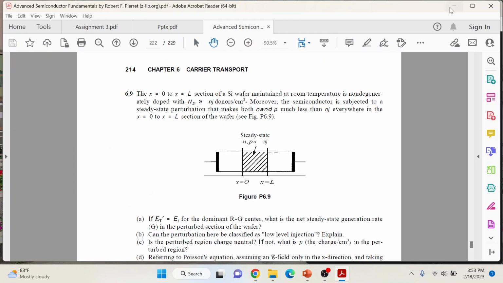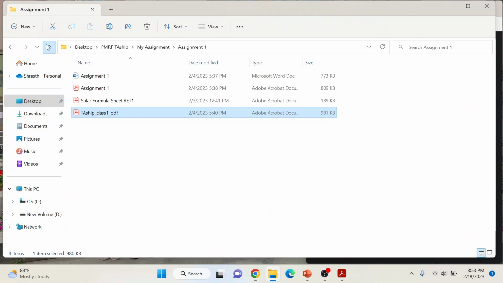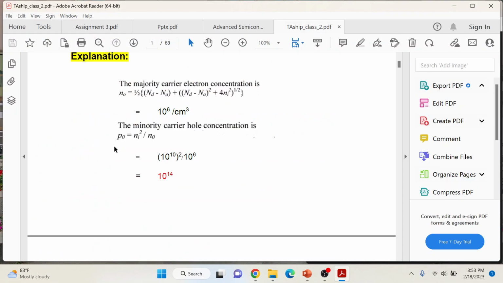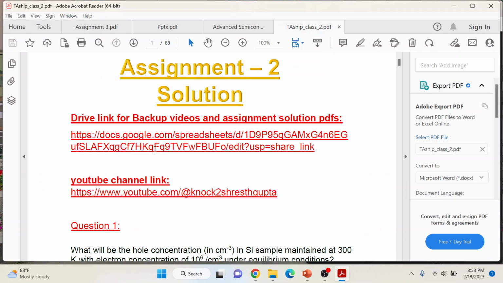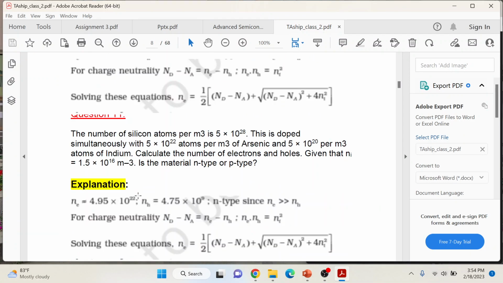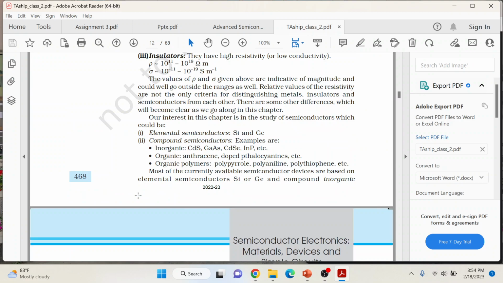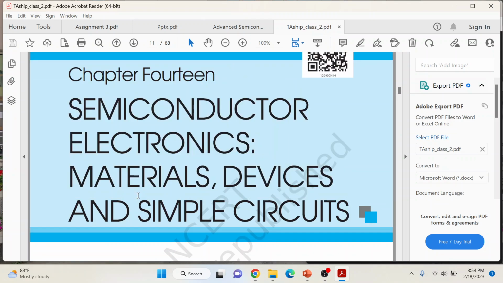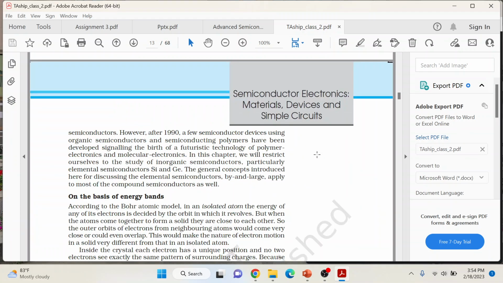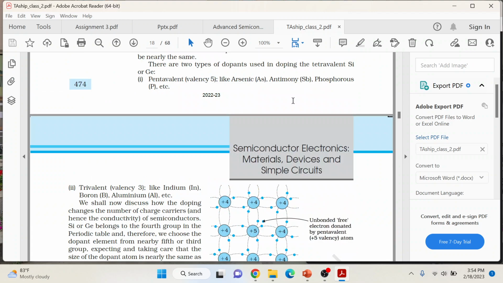In the second class, along with the solution, I put a drive link and also the YouTube channel link of mine. You were not there in the second class, but the discussion was very good. I also merged chapter 14 of the NCERT because this is a very basic chapter from where you can learn all the things. So I merged it.